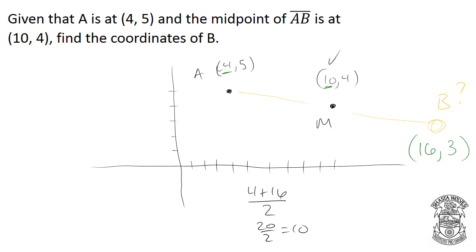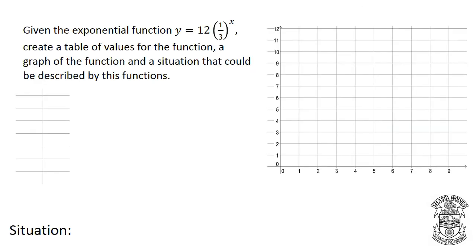And if I do the same thing for the y's at the endpoints, I have 5 plus 3, which is over 2, which is 8 over 2, which is 4, which is exactly what it should have been. So definitely (16, 3) is the other endpoint, the other point that makes up segment AB.